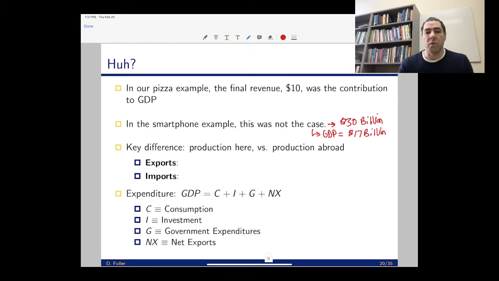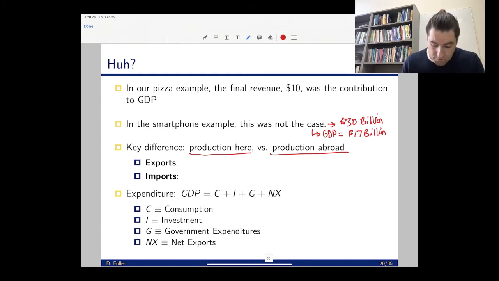In the smartphone example, only parts of that 30 billion in final sales was produced in the US. And so our job along the way in value added was to determine what was produced by the US in the US and what was produced in another country. And so that comes down to what's produced here versus what is produced abroad or in different countries. Our formal terms for these are exports and imports.